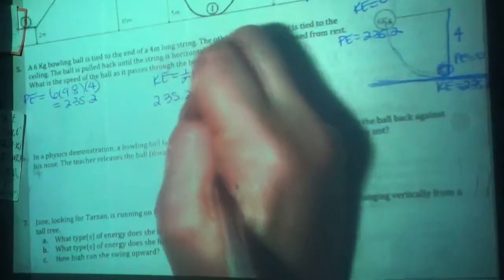Now we're looking for speed. Kinetic is 1/2 mv squared. Kinetic is 235.2, 1/2 mass of 6 v squared. Half of 6 is 3. Divide the 3 over.